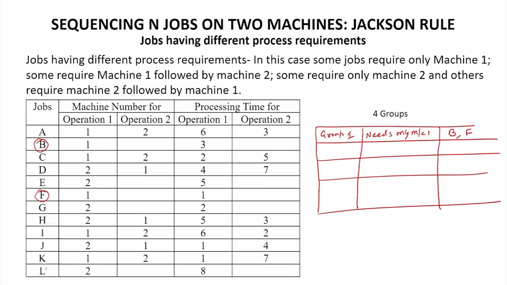Group 2 requires machine 1 followed by machine 2. So, we are having machine 1 and then 2. Job A is in this category, and again we are having job I with 1 and 2, and there is another job K which is having the sequence machine 1 and then machine 2. Then let us see group 3.